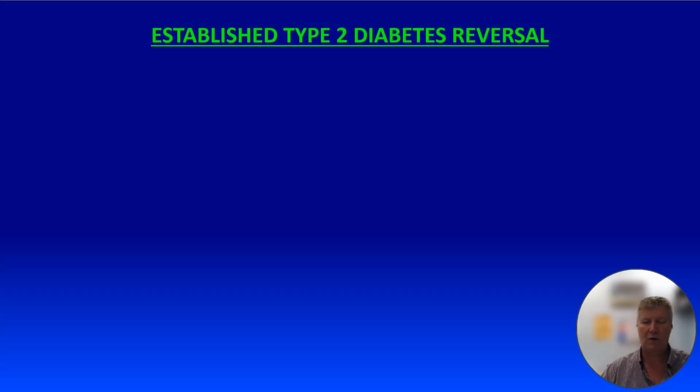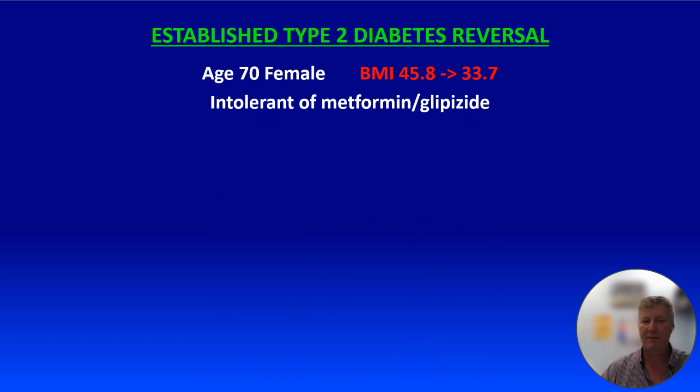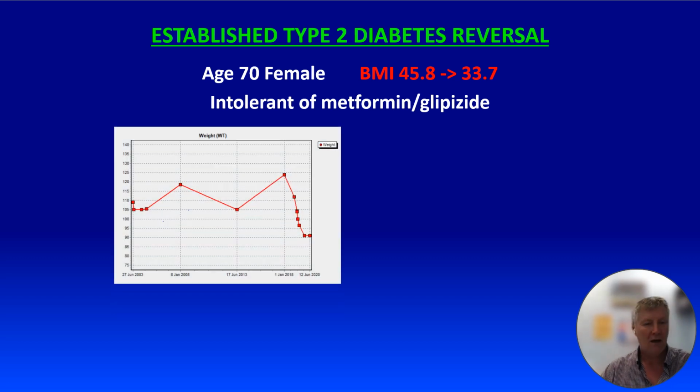Now this next one is one I'm particularly proud of. This was a 70-year-old female who was significantly overweight with a BMI of 45.8 with established diabetes. She was intolerant of 2 of the commonest and available drugs at the time. And you can see her weight here. We're really looking at the right-hand side of the graph, where she goes from 125 kilos down to 90 kilos.